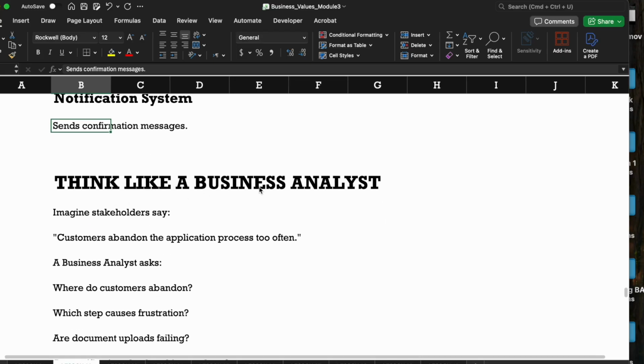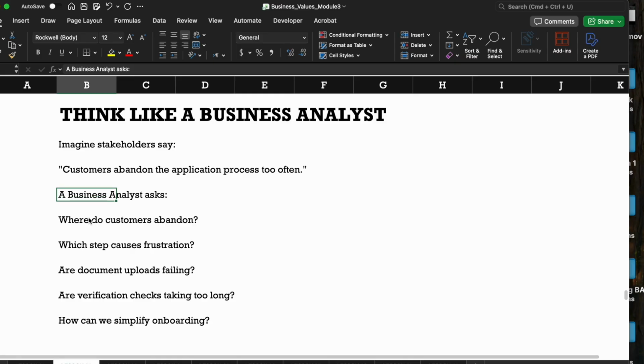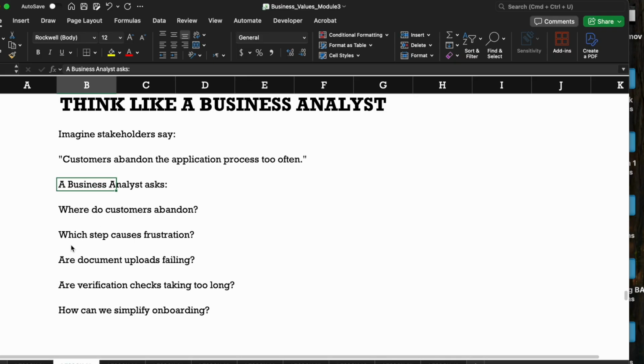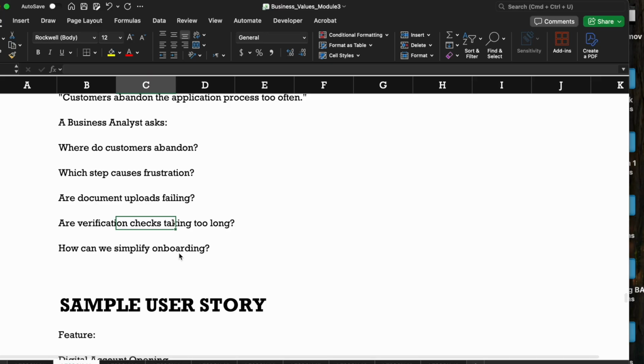So think like a business analyst. Imagine stakeholders say customers abandon the application process too often, right? So customers are signing up, but they're not completing the process. A business analyst asks, where do customers abandon? Which step causes frustration? Are document uploads failing? Are verification checks taking too long? How can we simplify onboarding?